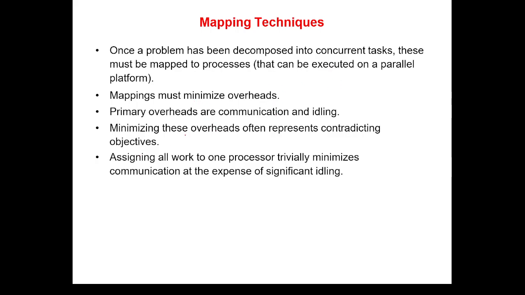Okay, so minimizing this overhead often represents contradicting objectives. Okay, so if we assign all the work to one processor, trivially, we can minimize the communication, but at the expense of significant idling. Okay, bila communicating dengan idling ni, dia akan berlaku so contradicting of the overhead. Contoh, kalau awak assign one processor saja, awak boleh minimize communicating, bagus sebab dia satu saja, satu masa. Okay, tapi dalam masa yang sama, how about other processors? So processors yang lain tak buat kerja lah, duduk je, tunggu dan lihat. So tak boleh lah. So kita kena load balance lah.